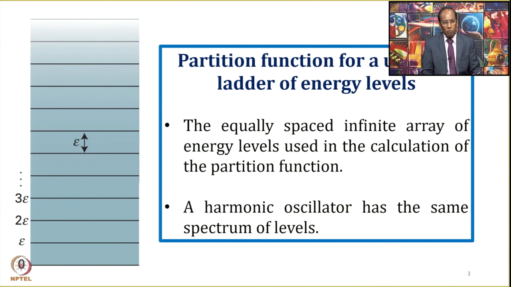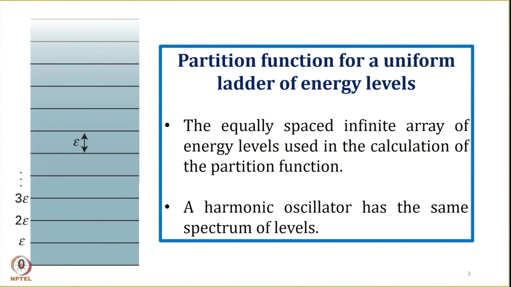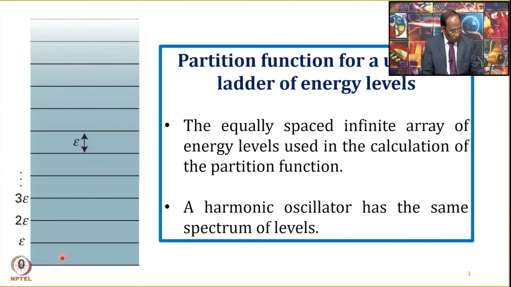Now let us talk about a uniform ladder of energy levels. What is a uniform ladder of energy levels? That is a set of energy levels in which the spacing between the adjacent energy levels or states is same. This is E or epsilon, whatever way you call. So each one is same, maintained E or epsilon. So ground state is 0, then first is E, second is 2E, 3E and so on. This is a uniform ladder of energy levels.